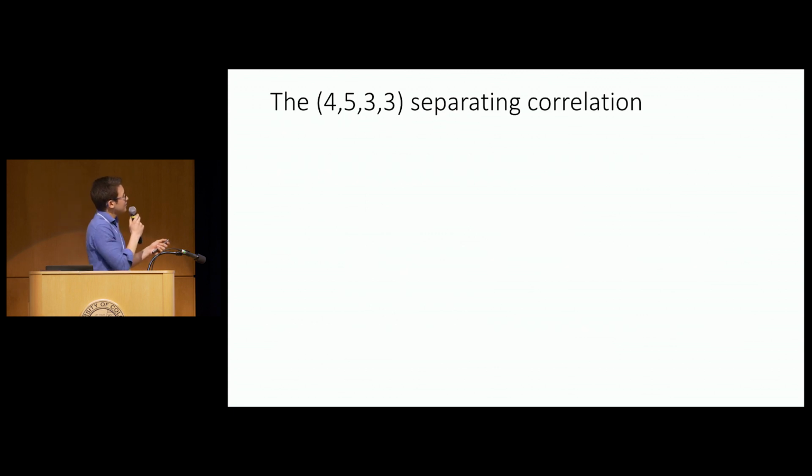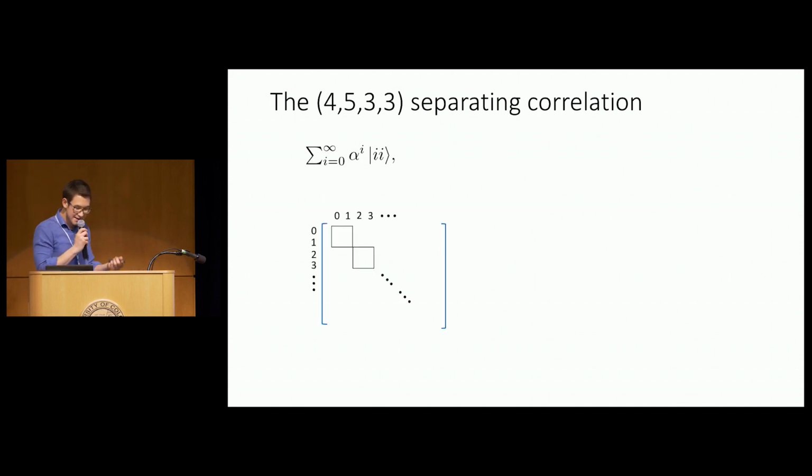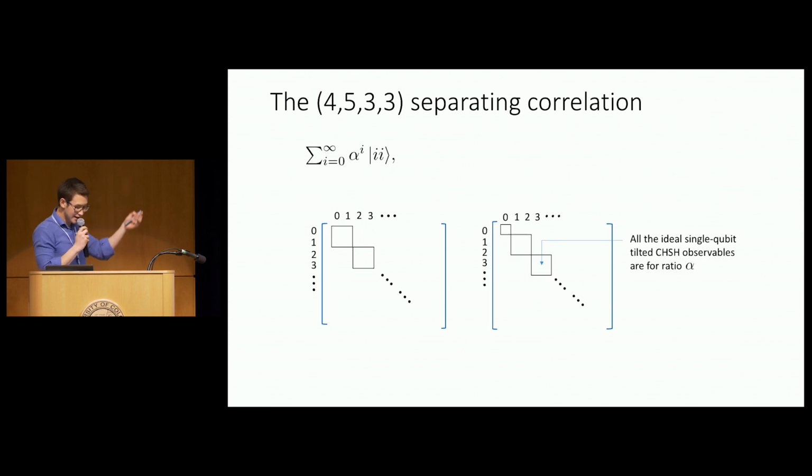Okay, so now let me describe to you the separating correlation, finally. I'll describe it to you by giving you the ideal state and the ideal measurements that attain it. Okay, so the ideal state, as we have discussed, is this sum of alpha to the i from 0 to infinity. The ideal observables have the same form as they had in the 3-4 infinity case. They are still block diagonal with 2x2 blocks.